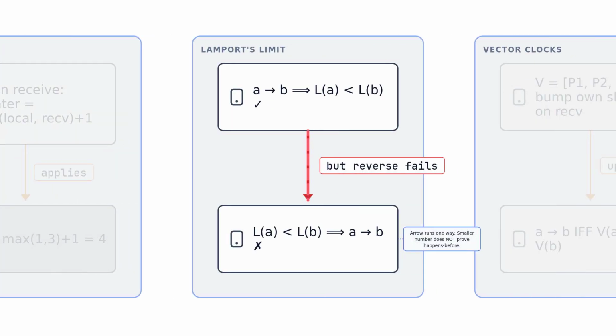Be precise. The arrow runs one way. If A happened before B, its number is smaller. Yes. The converse is false. A smaller number does not prove A happened before B. Lamport gives you a total order to break ties with, but it cannot tell you whether two events were truly concurrent.